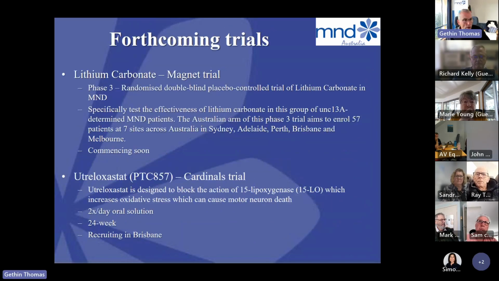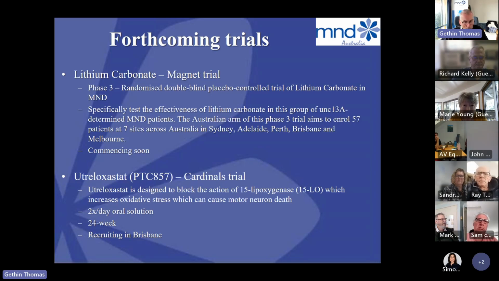Back to Australia, there are a couple of new trials starting up in Australia as well. I did mention this last one, it hasn't quite started yet. It's testing lithium carbonate. They did a trial a few years ago testing lithium carbonate, and it didn't work. Basically, it had negative results. But what they found out is that if you carry a mutation in the gene UNC13A, which is probably about 15% of people, then this lithium carbonate did seem to work.